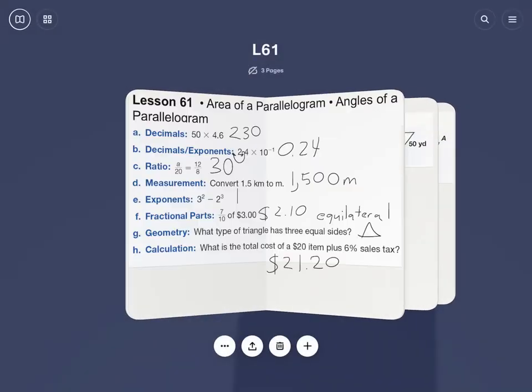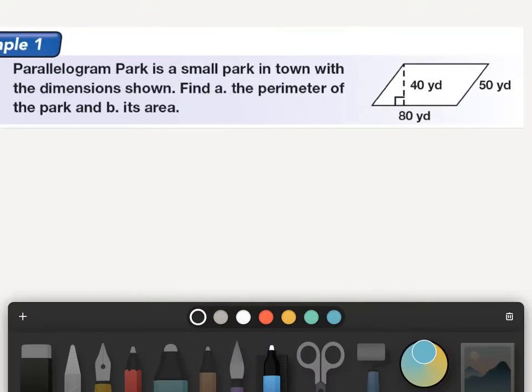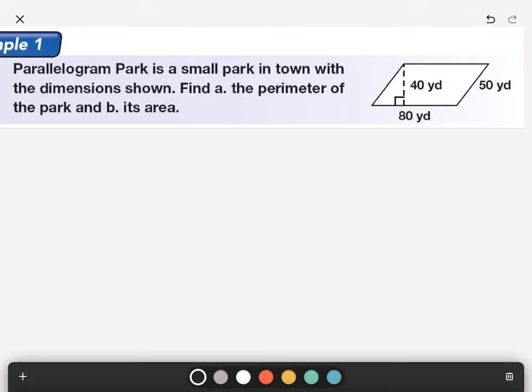Okay. So today's lesson is very short, and I think it's probably very reviewy. Very short. I checked. But you do need to remember the one important rule for getting the area of a parallelogram. So parallelogram park, very creatively named.